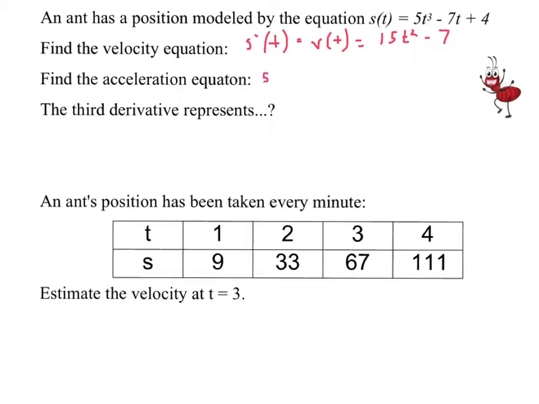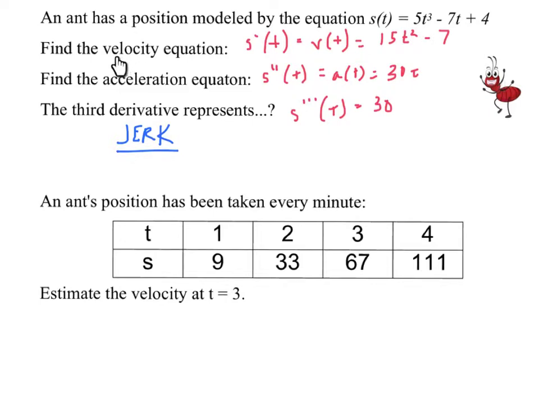Acceleration is the second derivative, which is 30t. Now the third derivative, in this case, of course, that would just be 30. This represents what's called the jerk.